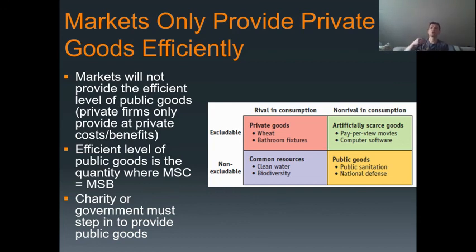So, for common resources, you can have the free rider problem, you can have the tragedy of the commons. For artificially scarce goods, the marginal cost is actually going to be equal to zero, so you're never going to be truly efficient there. That one probably doesn't need charity or government, but you might need some regulation there for not overpaying. And public goods, because they are non-excludable, it is very, very difficult to get people to pay for.